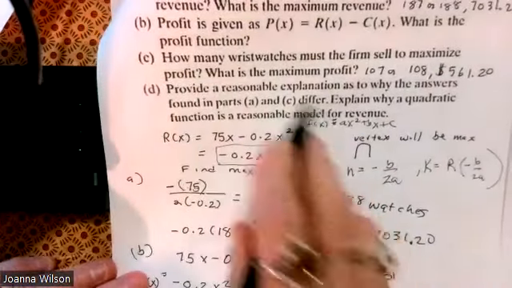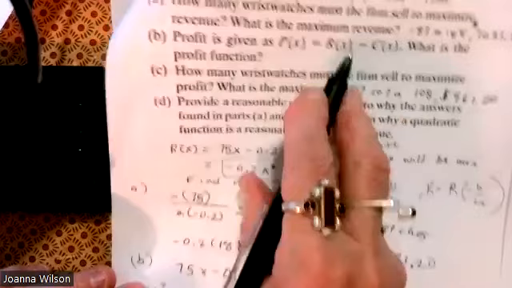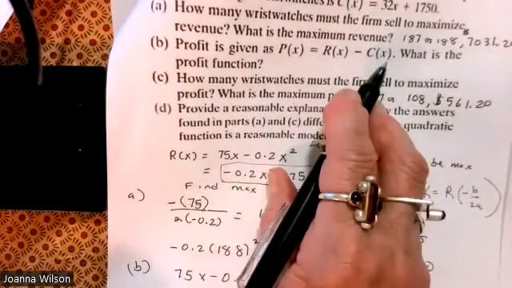Now, the next part says that the profit function is given by revenue minus cost.